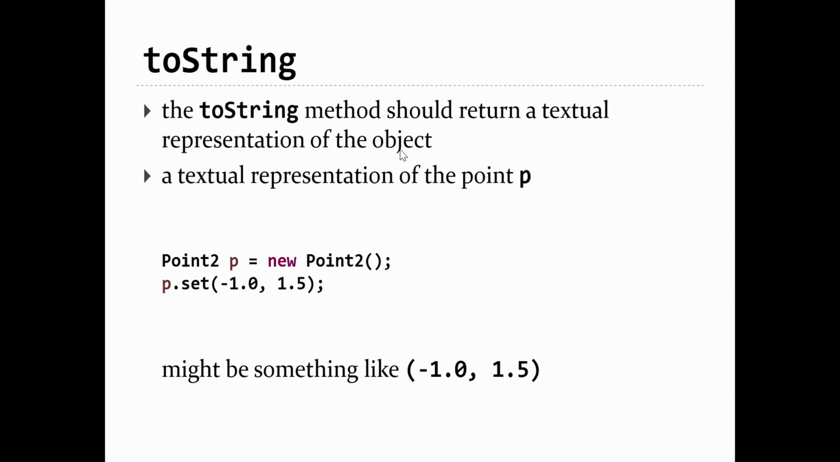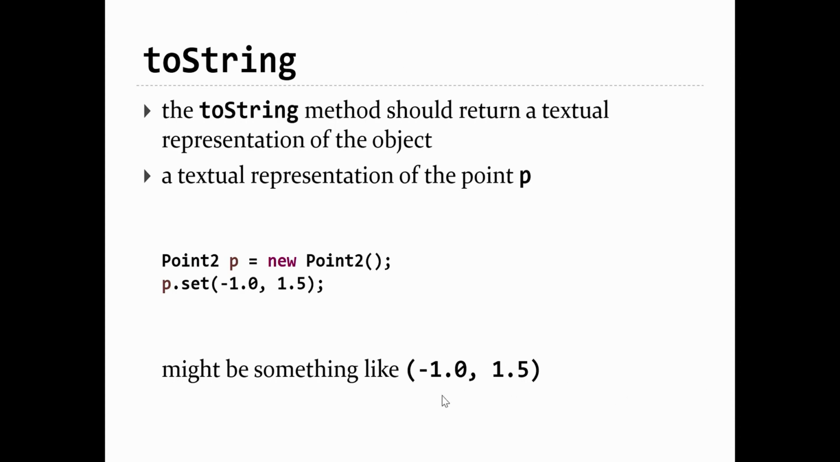Okay, so toString is a handy method because it lets you print an object. toString is supposed to return a textual representation of an object. It's up to you to decide what that textual representation looks like. So for a point P, we're going to decide that it looks like round bracket, x coordinate, comma, space, y coordinate, round bracket. So that looks like a point that a mathematician might write. You can decide to make it something else.